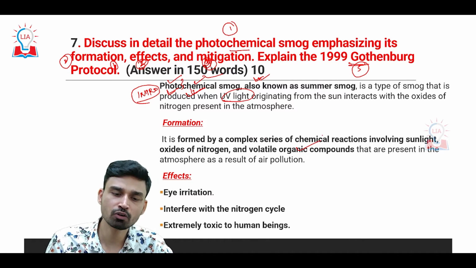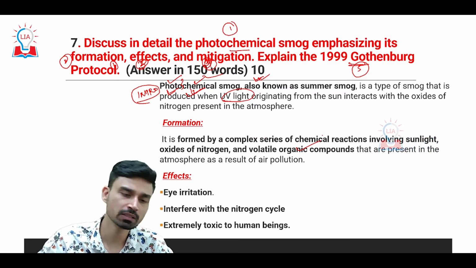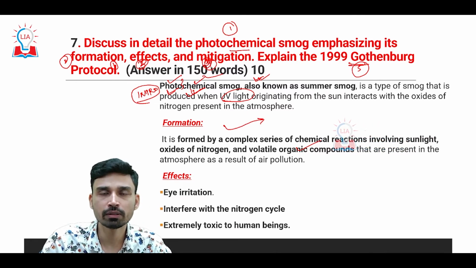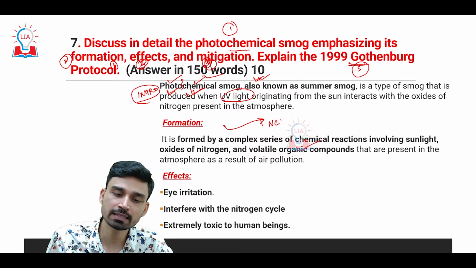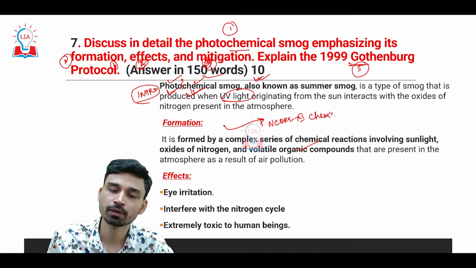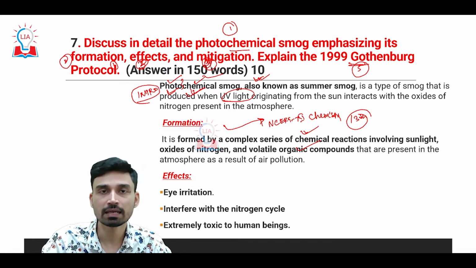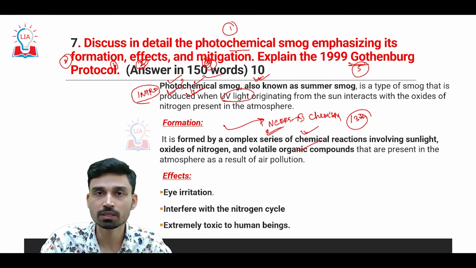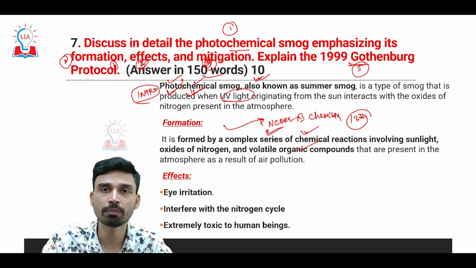Formation: again, a complex series of chemical reactions is involved in the development of this photochemical smog. And for this particular question, it is something that every now and then we emphasize, studying and reading NCERTs properly. If you have read the class 11th NCERT chemistry chapter 13, that is one of the most important topics. Class 11th chemistry chapter 13 and class 12th biology chapters 12 to 16 are the most important chapters from which UPSC keeps asking questions either in prelims or in the mains examination.